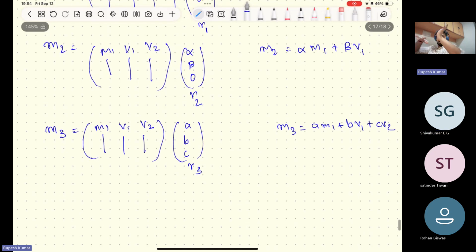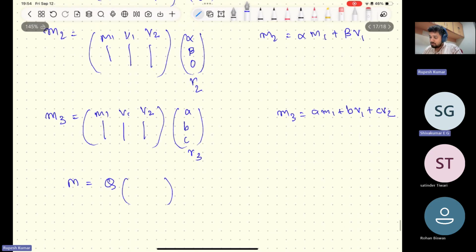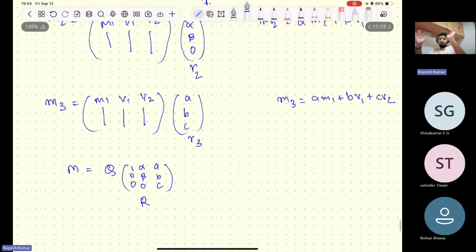Now let's put everything as it was in the beginning. So I said M is equal to some matrix Q into some matrix R whose row elements are 1, 0, 0, alpha, beta, 0, A, B, C. This is the R matrix. Can anyone tell me the property of this matrix just by looking at its entries? Upper triangular matrix.